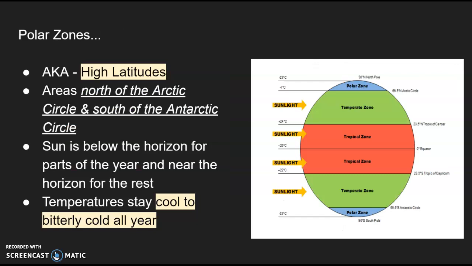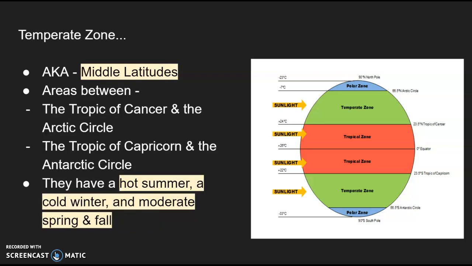Now, looking at the polar zones more specifically, they can also be called the high latitudes, and they are the areas north of the Arctic Circle and south of the Antarctic Circle. Again, you can see them in blue in the picture. In the polar zones, the sun is below the horizon for parts of the year, and if it's not below the horizon, it's just barely above the horizon, which is why they get so little direct sunlight. And because of that, the temperatures are cool to bitterly cold all year round.